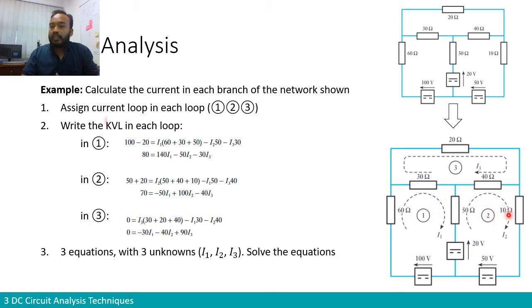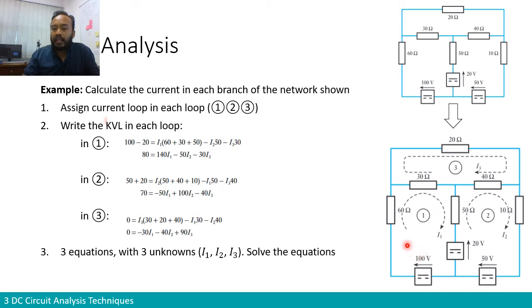And then we call this loop over here loop 2 with its current in clockwise direction. And then we have loop number 3, where the current is circulating in this loop with a clockwise direction. And we call the current circulating in loop 1 I1, I2 for the current circulating in loop 2, and I3 as the current circulating in loop number 3. So what we do next is basically we can write the KVL in each loop.